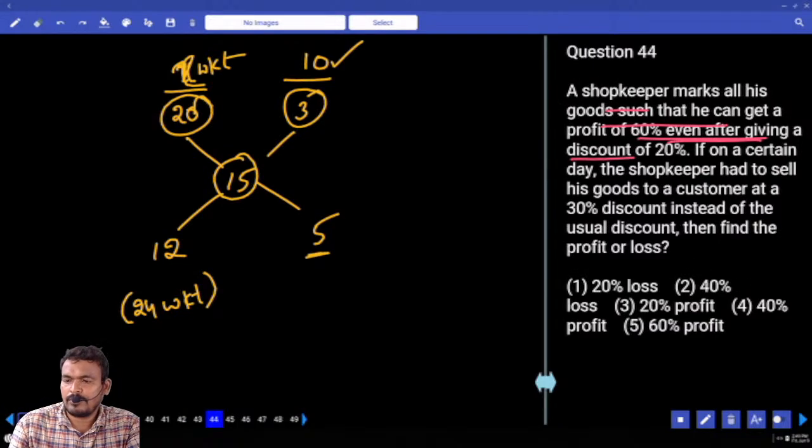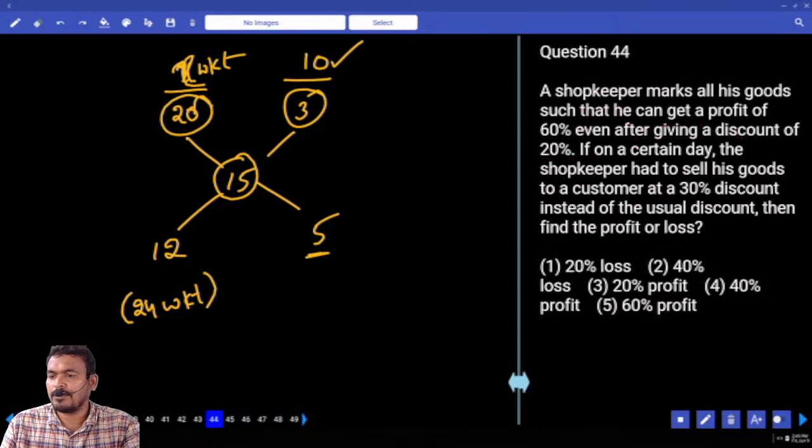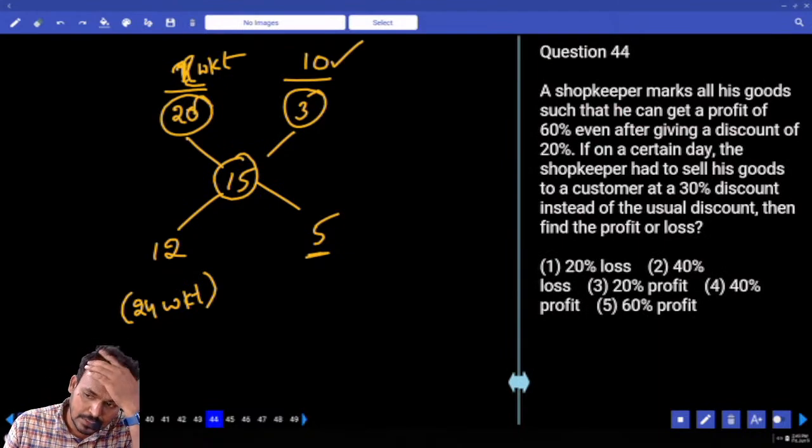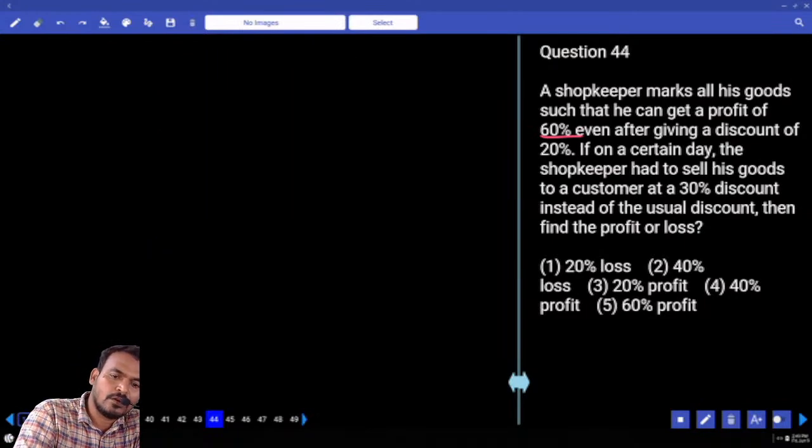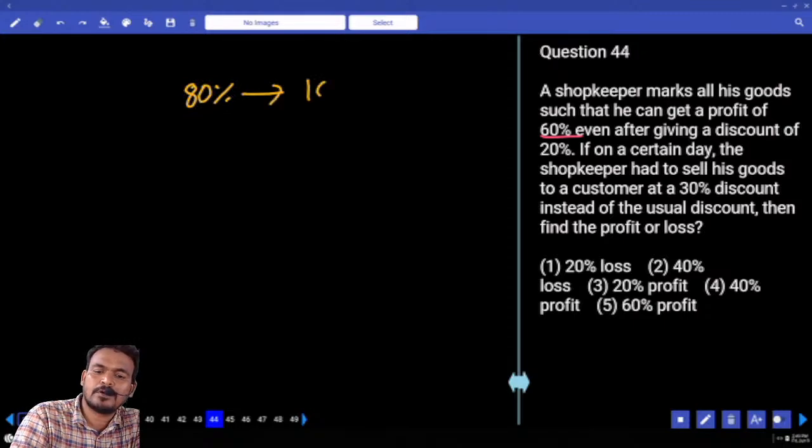Next question number 44. A shopkeeper marks up all his goods such that he can get a profit of 60% even after giving a discount of 20%. 20% discount means what is the selling price? 80%. 60% profit means selling price 160%. 20% discount, selling price 80%. 60% profit, selling price 160%.